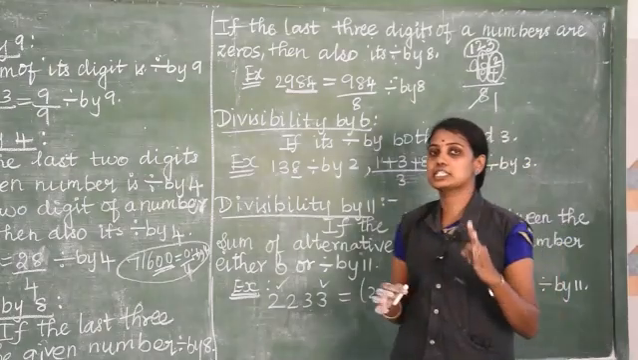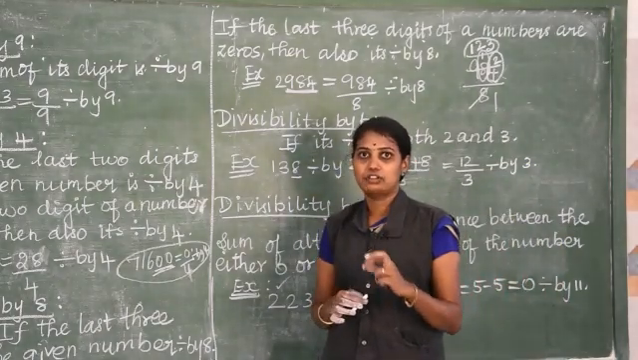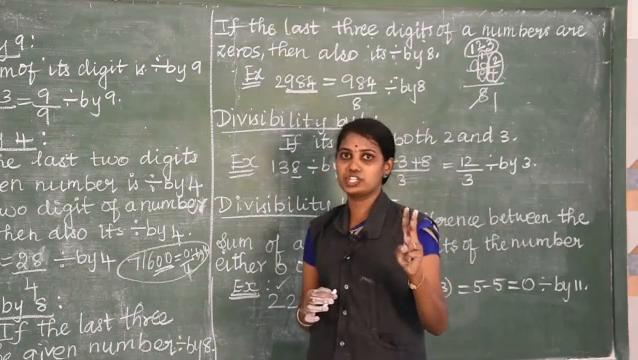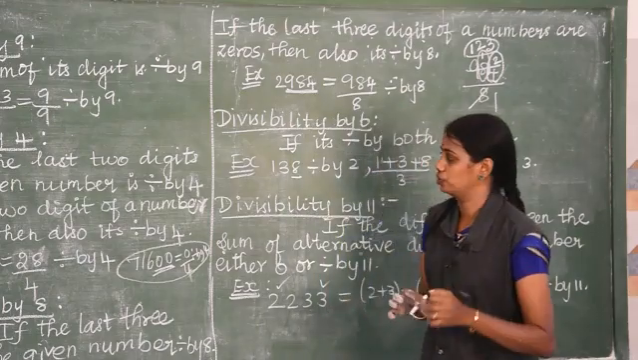If the last 3 digits are zeros also, it is divisible by 8. For 4, you see the last 2 digits. For 8, how many digits will you see? 3 digits. Don't forget this clue.